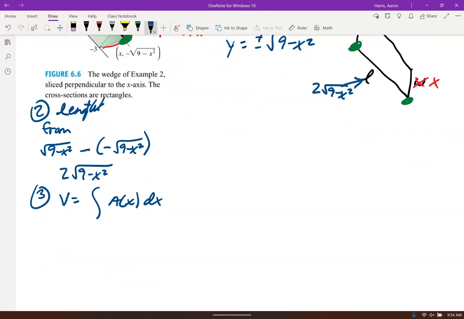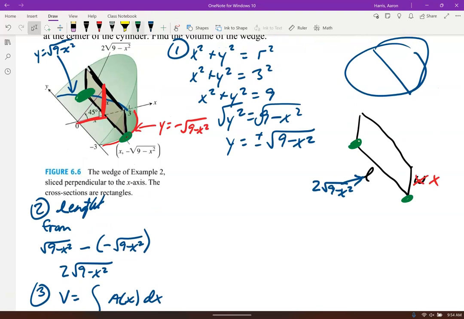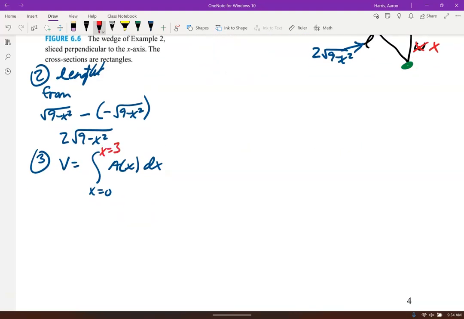We're going from 0. Let me highlight this part. Let me do it in red here. From 0, x being 0, out to x being 3. Remember, the base was a circle. We had a radius of 3, right? So go 0 out to 3. We're summing up all these slices, all these rectangles, from 0 to 3, all being summed up, right? So the A of x part, this is our area of that rectangle.